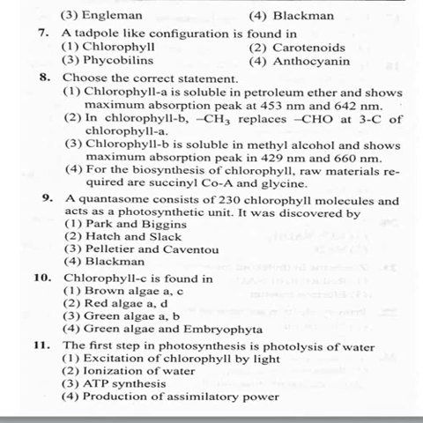So the first step in photosynthesis is when the light falls on the leaves. The chloroplast contains the chlorophyll pigment. The chlorophyll pigment can absorb the light and it can excite the electrons. So excitation of chlorophyll by light is the first step in photosynthesis, in the photolysis of water. So the electrons can be transported later. So 11th question, correct option, excitation of chlorophyll by light.